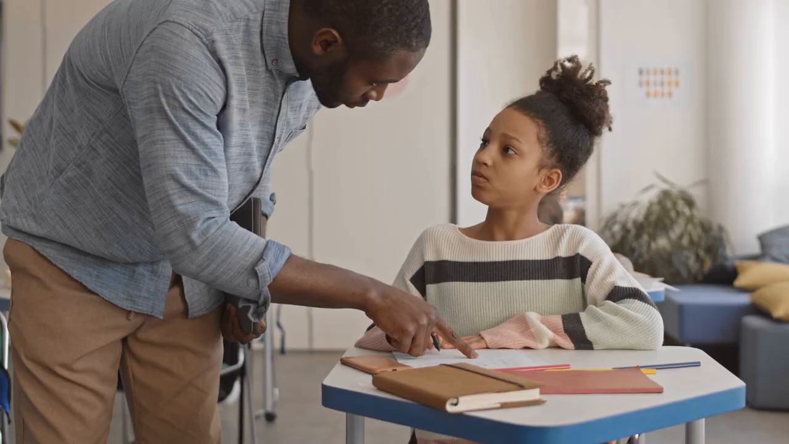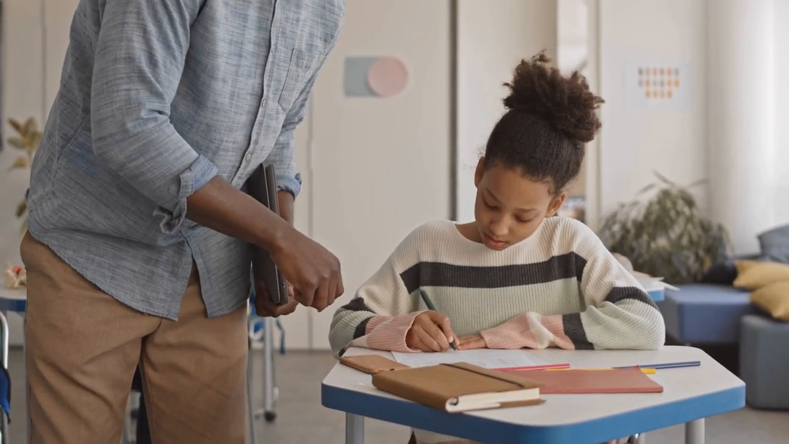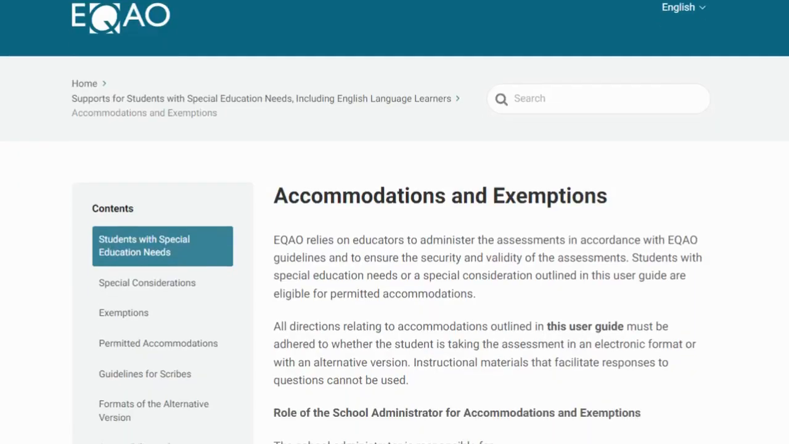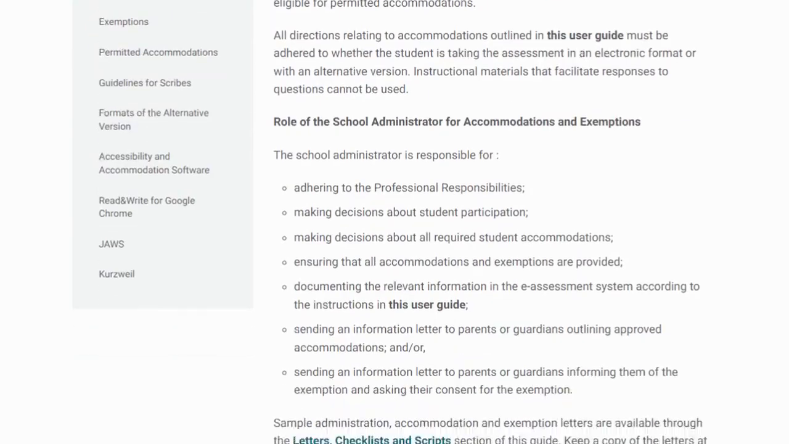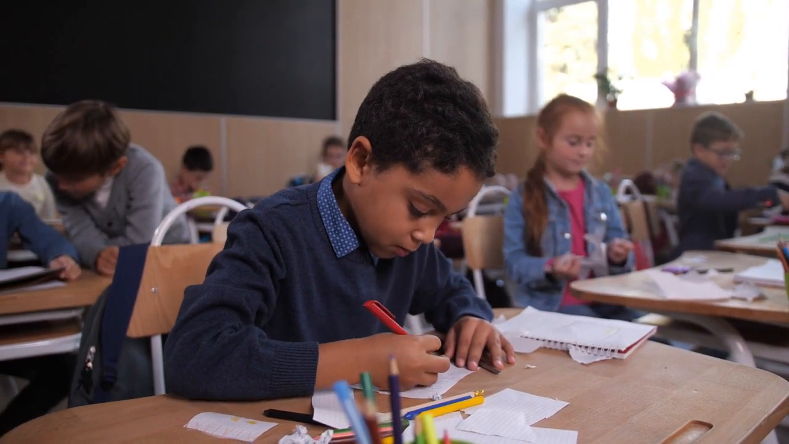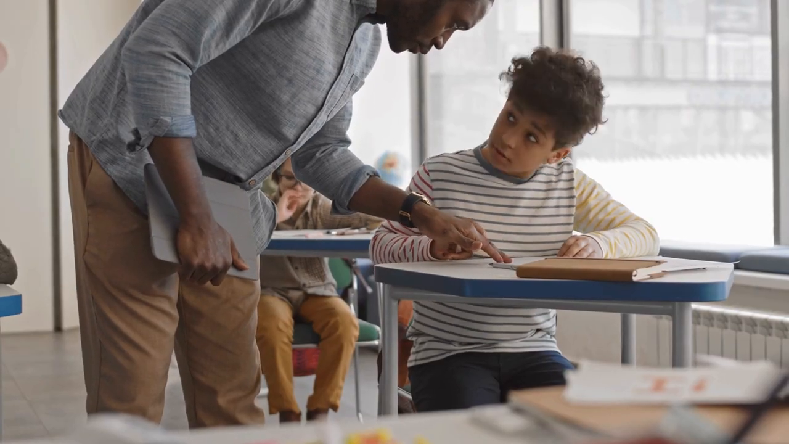Teachers can use the same accommodations for MLLs during instruction as they use for assessment. For EQAO, please follow the guidelines for accommodations specific to EQAO on their website. Accommodations allow MLLs to better understand the content and skills being taught, resulting in greater academic success.